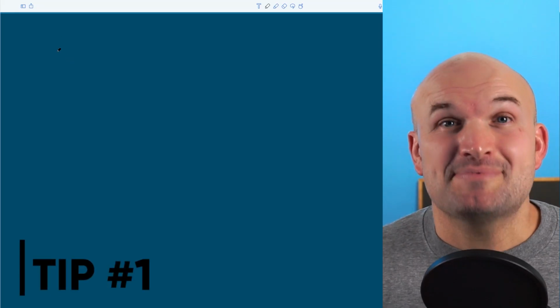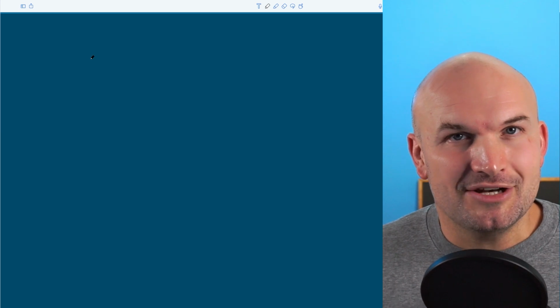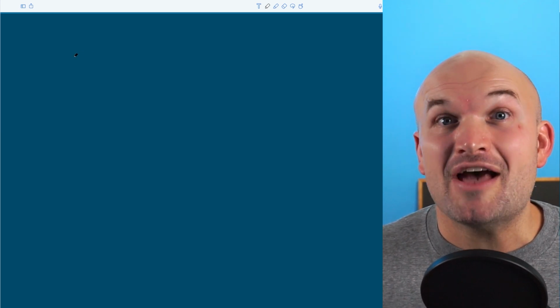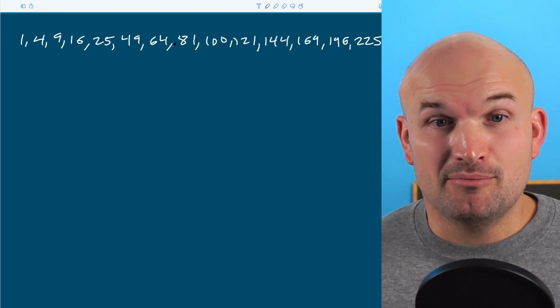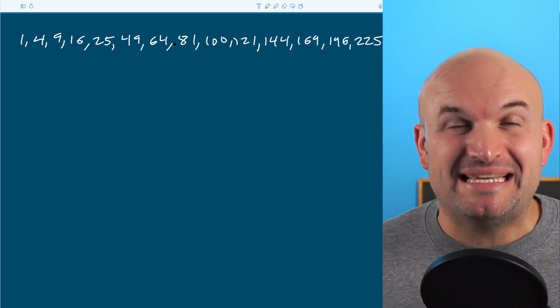Now, the first thing you absolutely have to know is your square numbers. You don't need to know every square number, but I think knowing at least up to 15 is going to be very important. These numbers are so important because we can all take the square root of them, right? The square root of any of these numbers is going to be an integer.